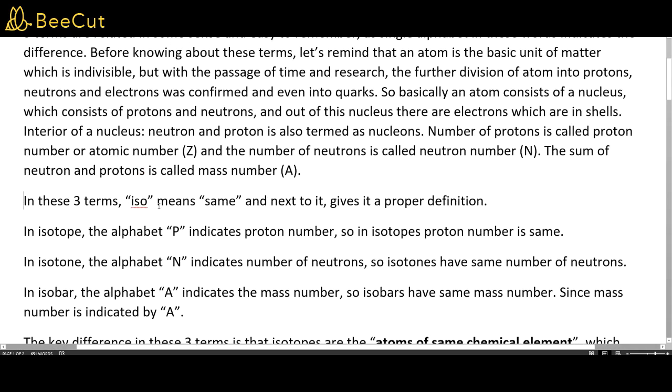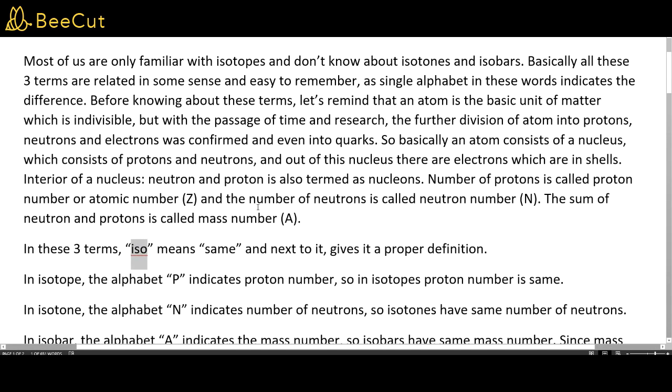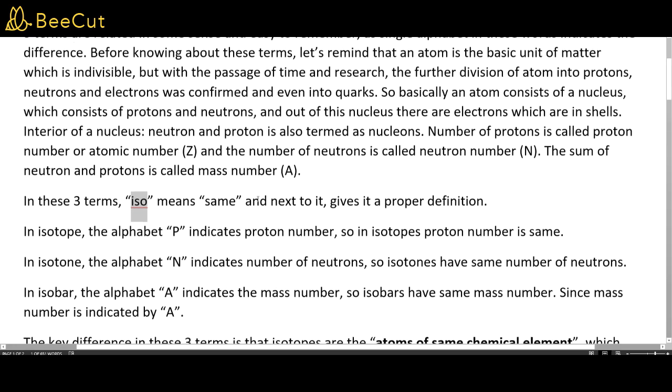Firstly, let's understand the meaning of iso. Iso means same. So if any word contains iso in some portion, then definitely one thing will be the same in that term. According to a single letter from each of these terms, we will be able to distinguish between them. For example, first of all, in isotopes, the letter P indicates the proton number. As you know, proton number is indicated by Z, but since P indicates the proton, you can remember it that way, so it will be easy for you.